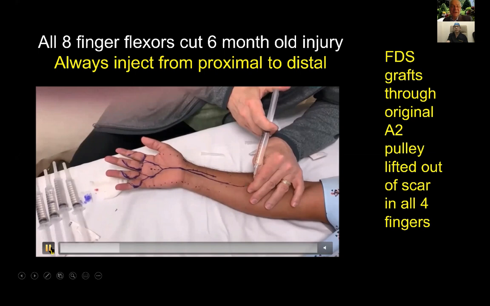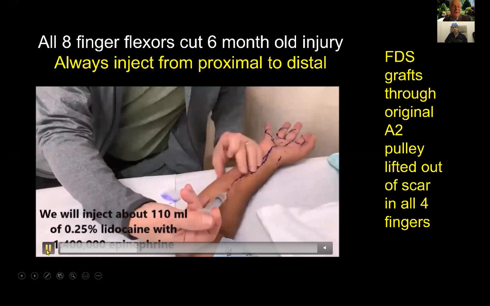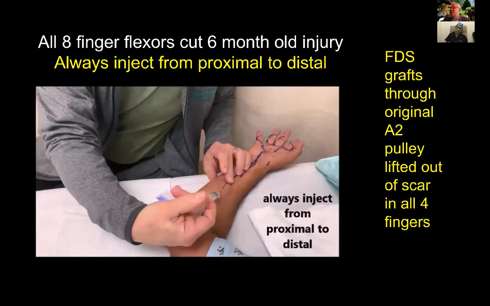And I'm going to inject 110 mils of 0.25% lidocaine with 1 in 400,000 epinephrine. And I always inject from proximal to distal because the nerves in the hand or in the leg are always proximal to distal. And even doing a forehead flap, you always inject from inferior to superior. Think of where the nerves are coming from.